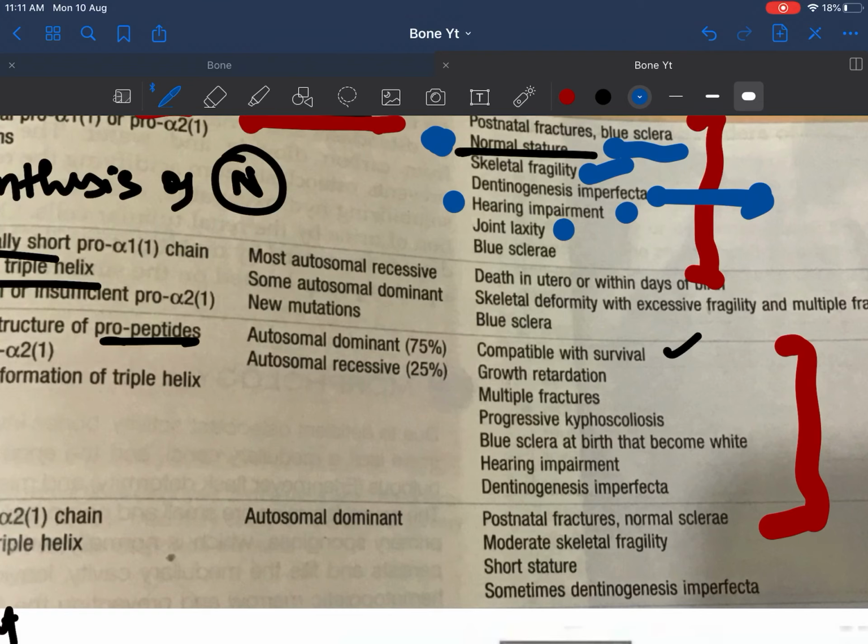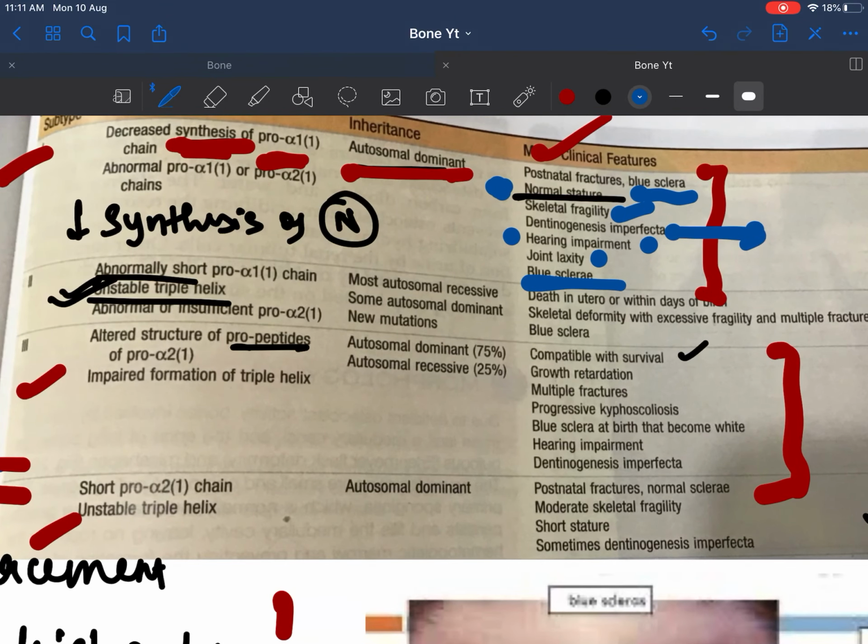There will be joint laxity, and there will be blue sclera. So blue sclera is the characteristic feature of a person with osteogenesis imperfecta. What happens in type 2? There is an abnormally short pro alpha 1 chain. So the word here is short, and obviously there is an unstable triple helix.